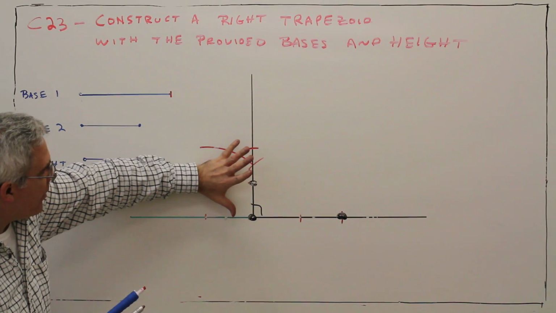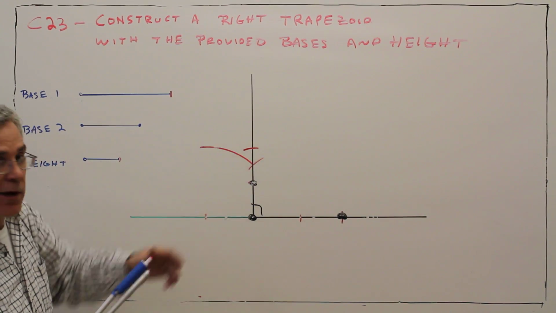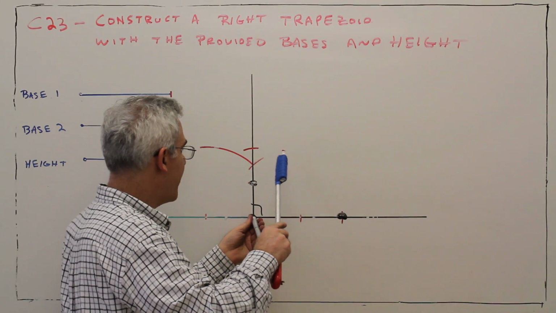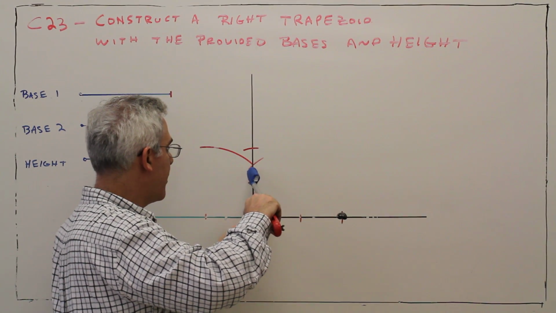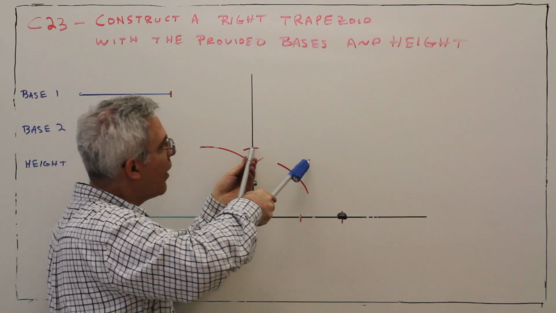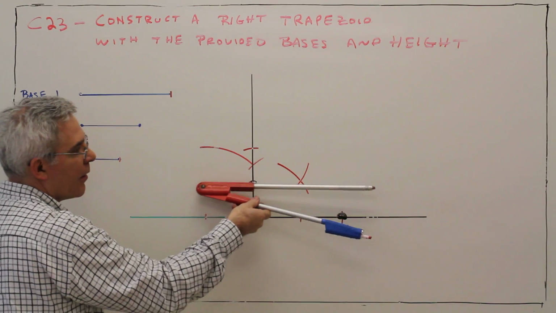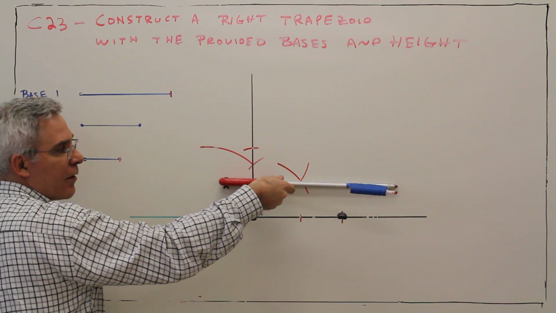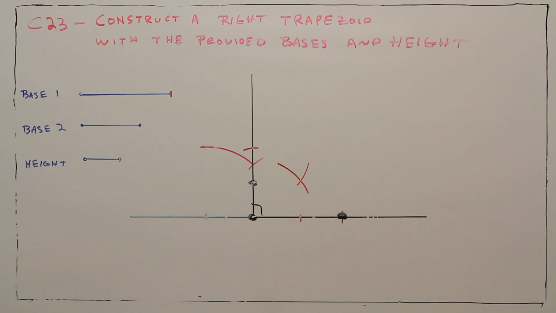So now, this segment here, you're the midpoint. So I'll just go more than halfway. I'll arc it from here. I'll arc it from here. And now this is the perpendicular bisector. It's going sideways.